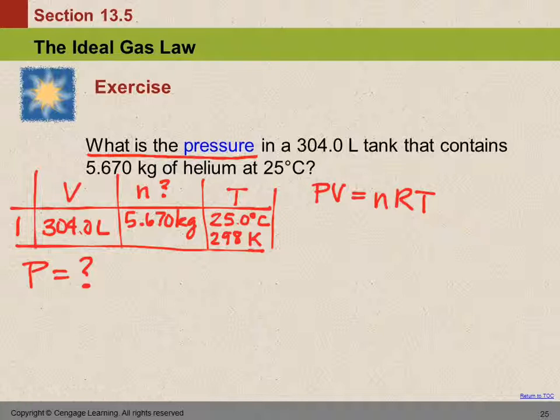We're solving for pressure this time. So to get pressure by itself, we need to divide by volume. So volumes cancel out. We do it to the left side, we have to do it to the right side. So now our equation is pressure equals number of moles times R times the temperature divided by the volume.